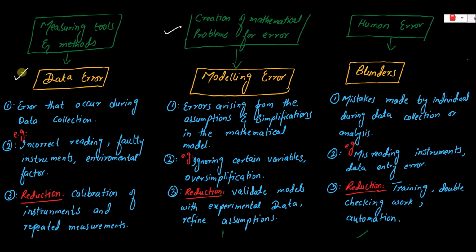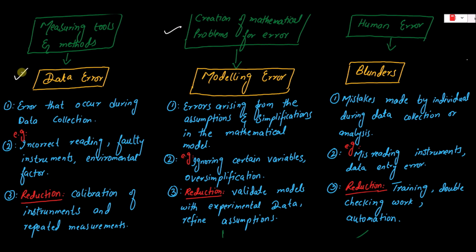For the data error, there are errors that occur during the process of collecting data. Data error can arise from a variety of sources such as faulty instruments, environmental conditions, or even the way measurements are taken. For example, imagine you are using a thermometer to measure the temperature of a liquid. If the thermometer isn't calibrated correctly, it might give you a reading that's constantly too high or too low. That is a data error.